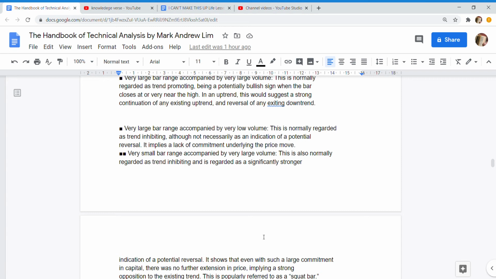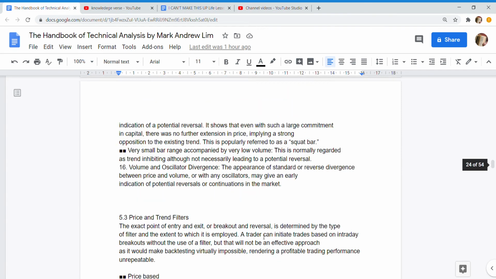Very small bar range accompanied by very large volume. This is also normally regarded as trend inhibiting and is regarded as a significantly stronger indication of a potential reversal. It shows that even with such a large commitment in capital, there was no further extension in price, implying a strong opposition to the existing trend. This is popularly referred to as a squat bar.